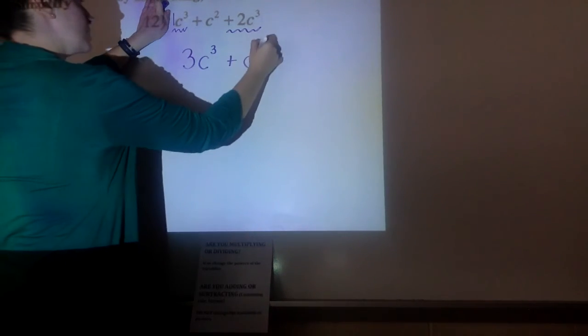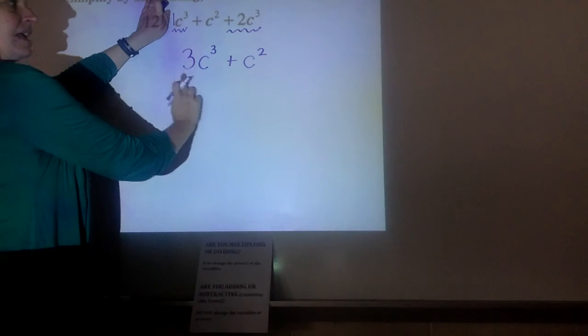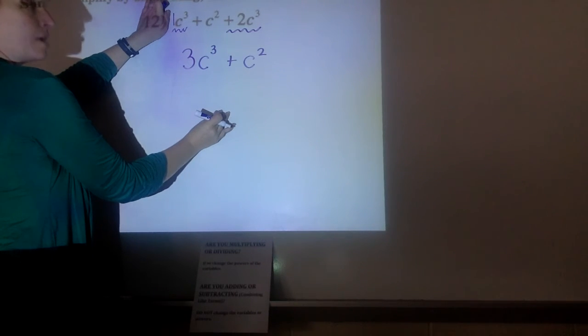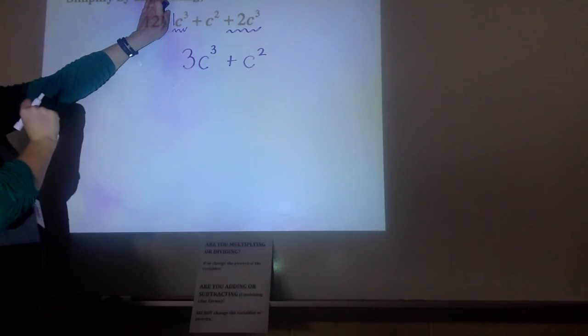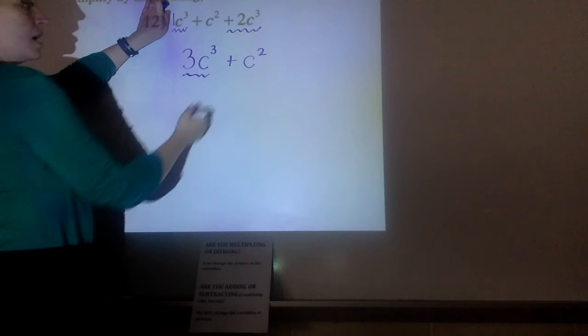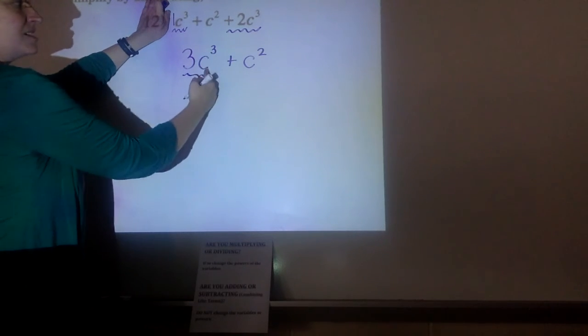Bring down the c squared. Because I'm adding and subtracting, they have to be in the same family to combine them, which they are not. Therefore, I can stop. Notice when I combined the squiggly ones, my exponent and my variables did not change.